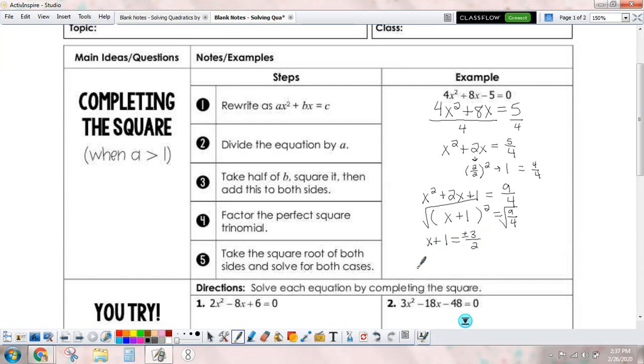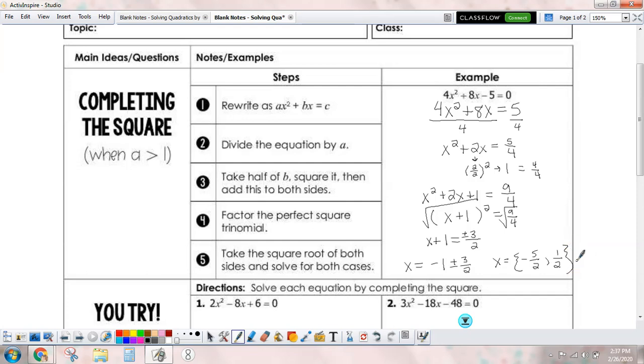So I can go ahead and solve and subtract 1 from both sides. So I get negative 1 plus or minus 3/2. Okay, and then when I go ahead and actually solve that, when I do negative 1 minus 3/2, I get negative 5/2. When I do negative 1 plus 3/2, I get 1/2.